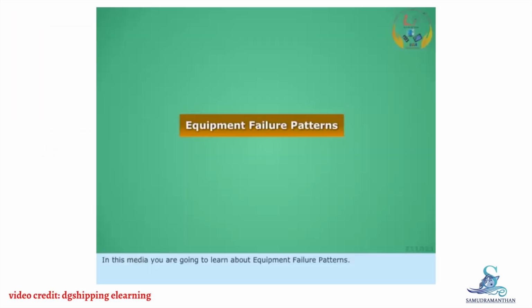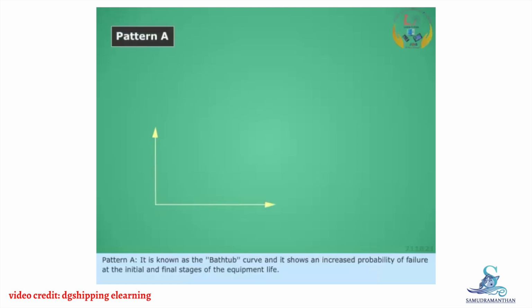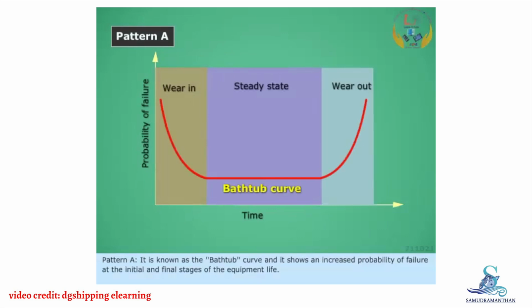In this media, you are going to learn about equipment failure patterns. A study of these patterns helps in deciding the maintenance requirements. Pattern A. It is known as the bathtub curve, and it shows an increased probability of failure at the initial and final stages of the equipment life.